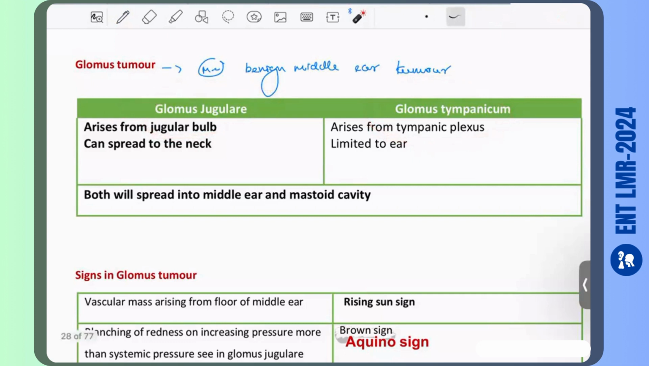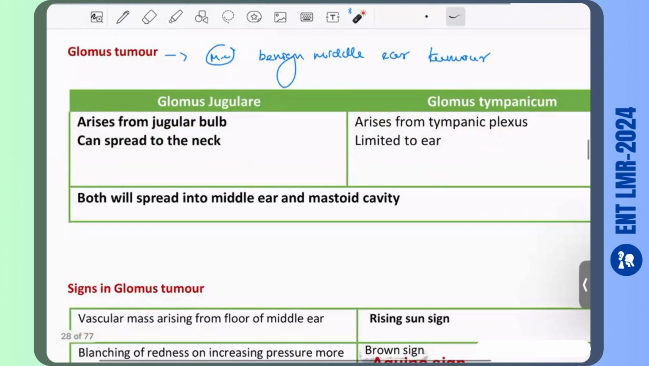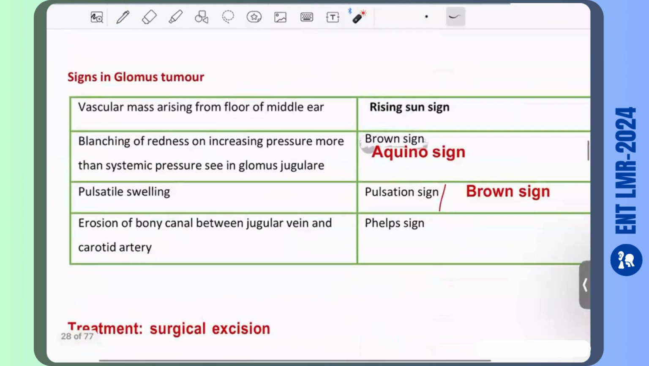The glomus jugulare arises from the jugular bulb in the floor of the middle ear, and can spread even to the neck. Glomus tympanicum arises from the medial wall of the middle ear and is limited to the ear only. Both types can spread into the middle ear and mastoid cavity, but if it spreads into the neck, it is glomus jugulare. If it is limited only to the ear and mastoid cavity, it is glomus tympanicum.